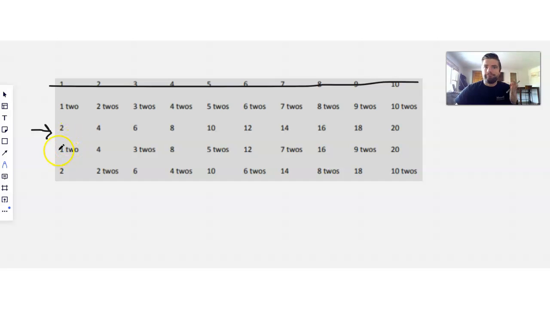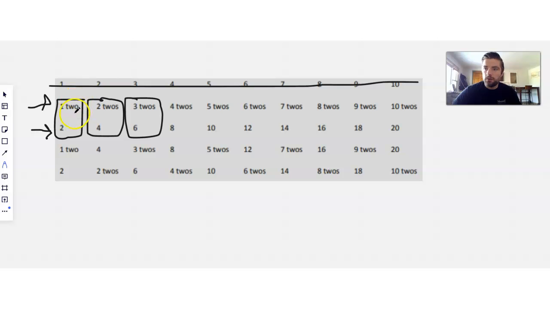Now, we can skip count by twos. Great. Where's the challenge? Here's the next challenge. Now I want you to take a look at the row above it, where it says 1 two, 2 twos, 3 twos, 4 twos, and all the way up to 10 twos. What do you notice about these pairs of numbers?